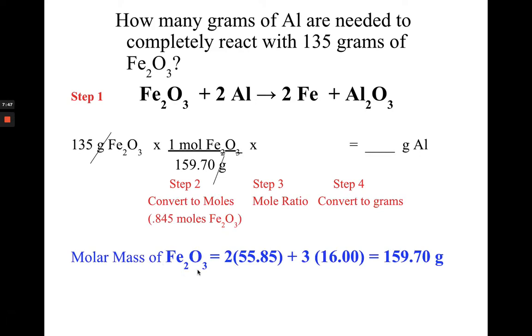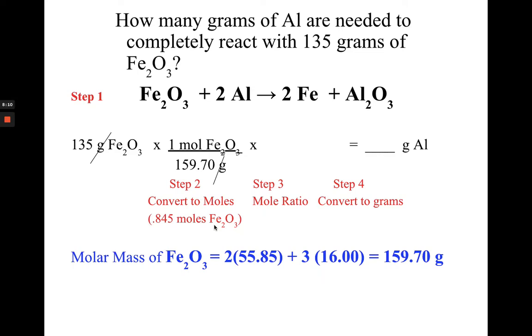Yeah, these are very long problems, guys. So the molar mass of iron 3 oxide, we calculate. Remember, you go at least out to the hundredths place. So the molar mass of iron 3 oxide is 159.70 grams. So our first step here is to divide 135 grams by 159.7. We're converting it to moles. That is 0.845 moles of iron 3 oxide.